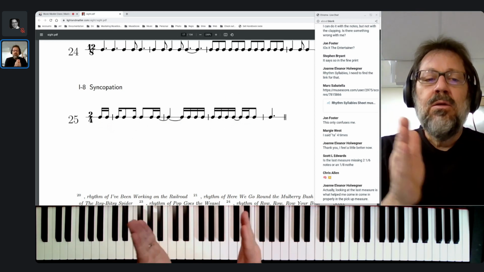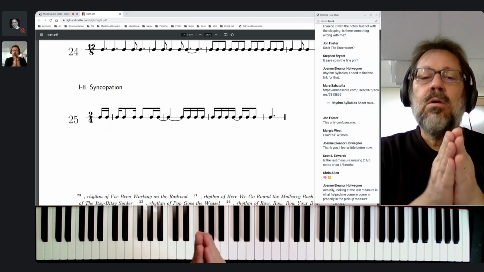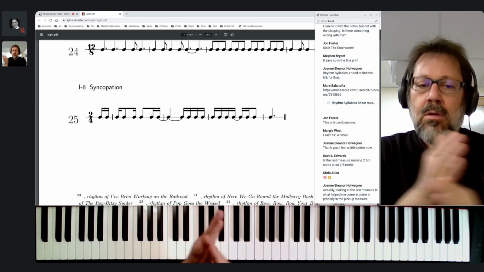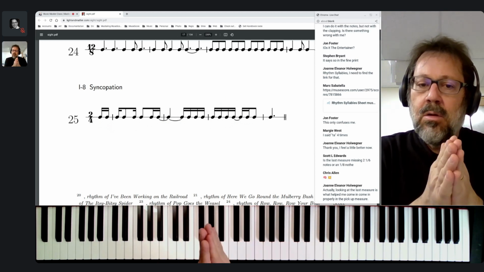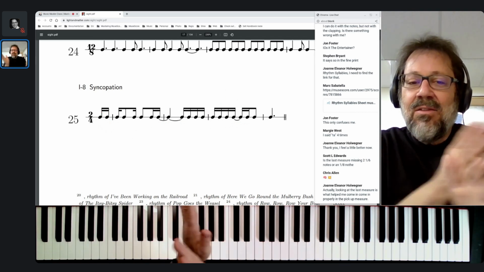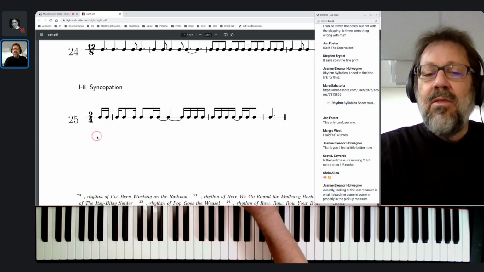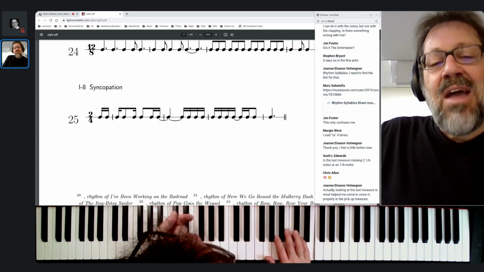1, 2, 1, 2. So I did this little motion of clapping on those beats that were tied into. I did the motion of the clap, but not the sound of the clap.